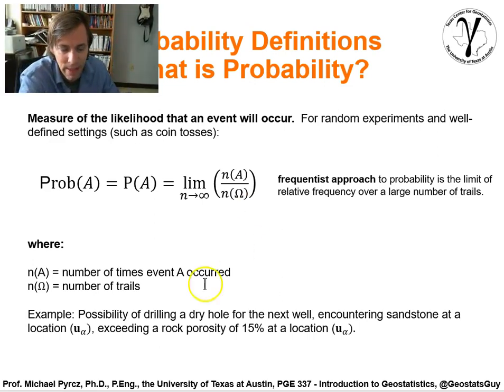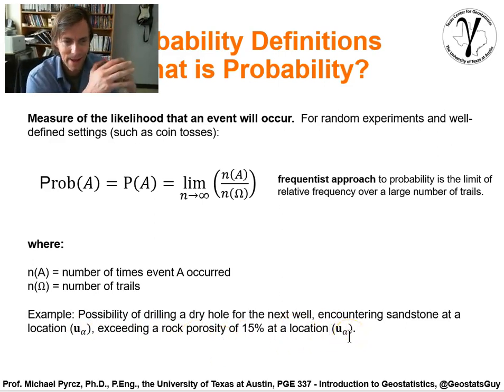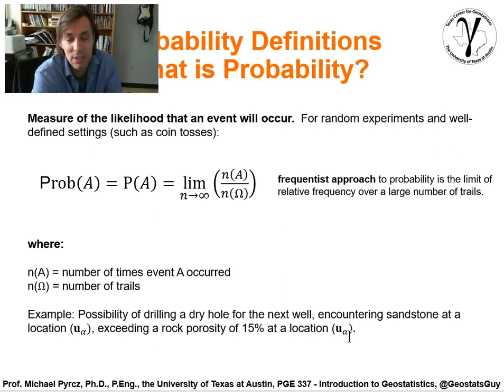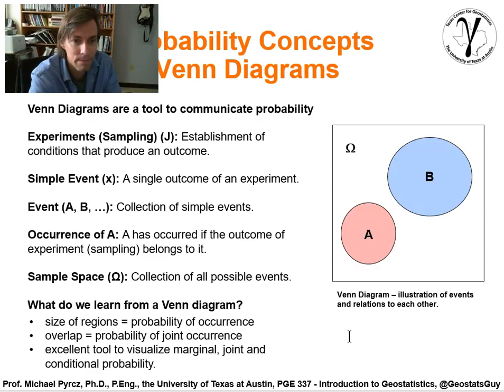An example of drilling a dry hole for the next well, or encountering a sandstone at a location, remember our location vector U, and alpha is just indicating one specific location, exceeding a rock porosity at that location, and so forth, would all be possible events A that we could assess through looking at multiple occurrences. That's the frequentist approach. I like to think of the frequentist approach as just being: I count to get to probability. I just count and take ratios.